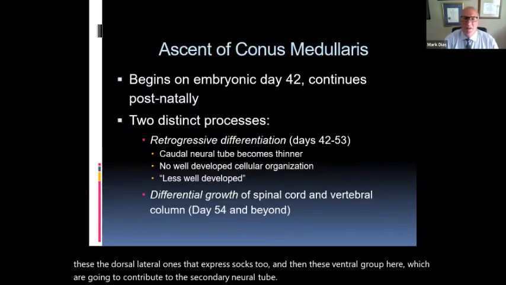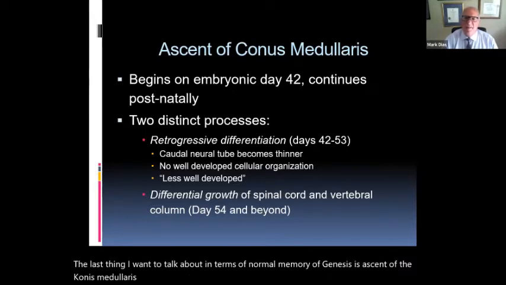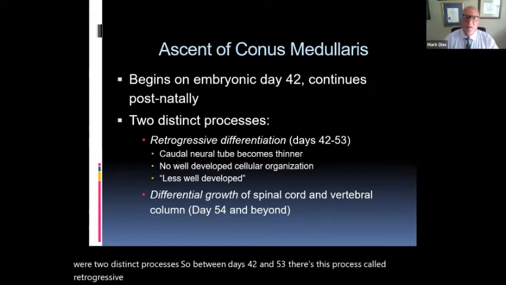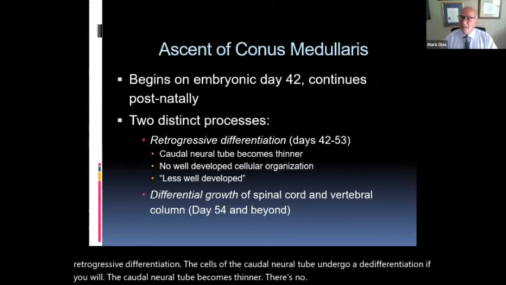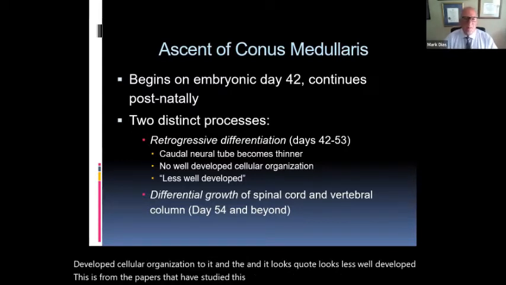The last thing I want to talk about in terms of normal embryogenesis is ascent of the conus medullaris. This begins on embryonic day 42 and continues even after birth. And there are two distinct processes. So between days 42 and 53, there's this process called retrogressive differentiation. The cells of the caudal neural tube undergo a de-differentiation, if you will. The caudal neural tube becomes thinner. There's no well-developed cellular organization to it, and it looks, quote, less well-developed. This is from the papers that have studied this, not very well, I might add.